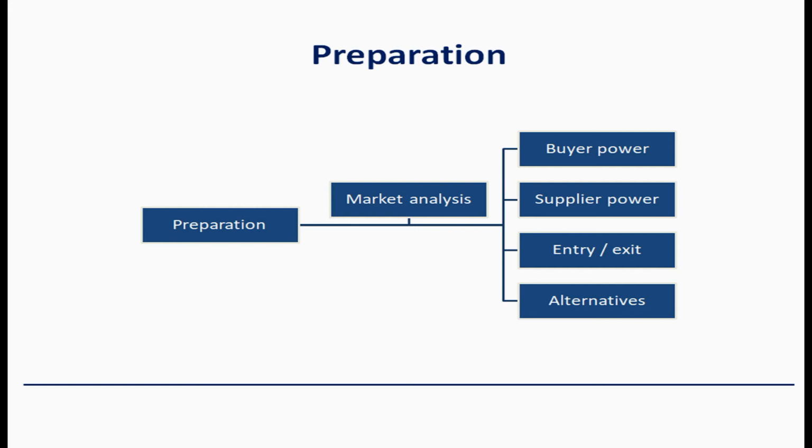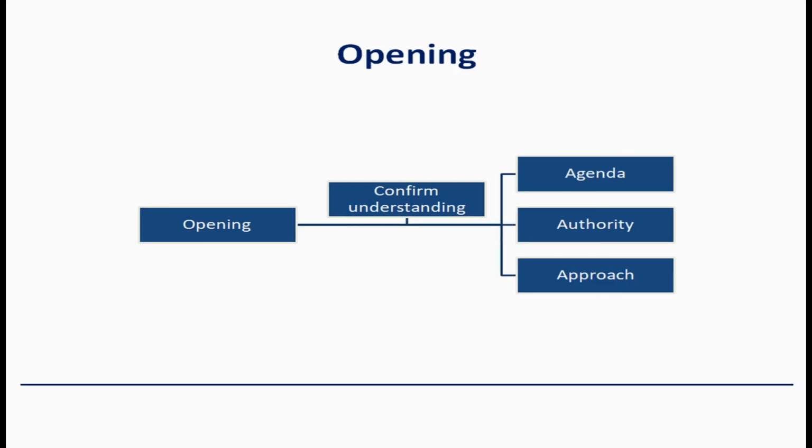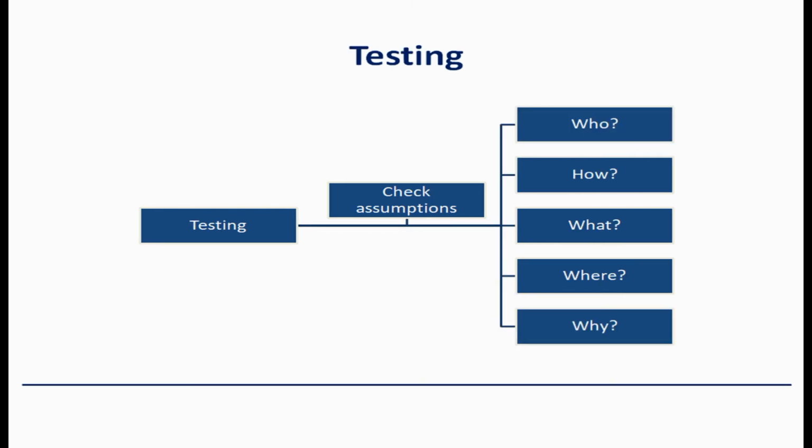Preparation needs market analysis. Market analysis looks at buyer and supplier power, entry, and alternatives. The opening requires confirmation of understanding. This can be achieved through an agenda, authority checks, and using a warm approach. Testing requires a negotiator to check assumptions. This can be achieved through the use of open questions such as who, how, what, where, and why.